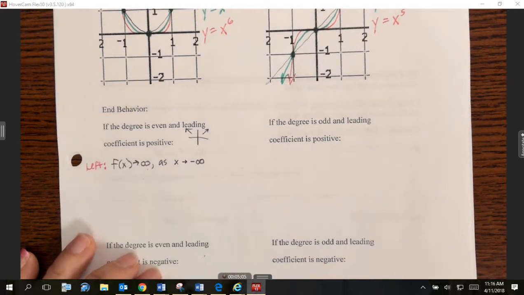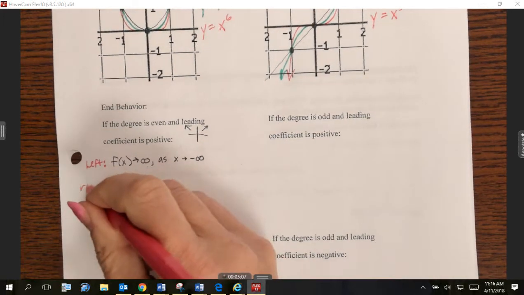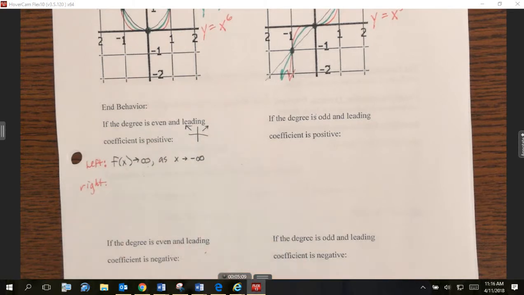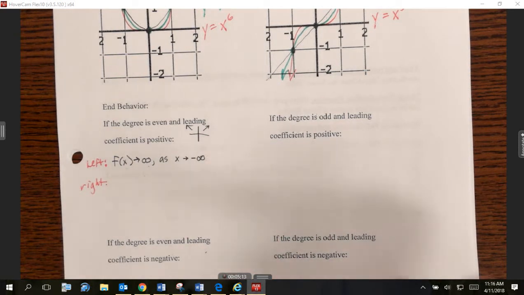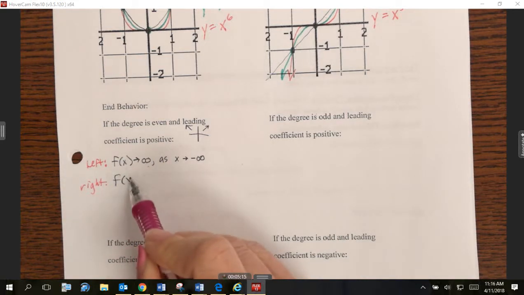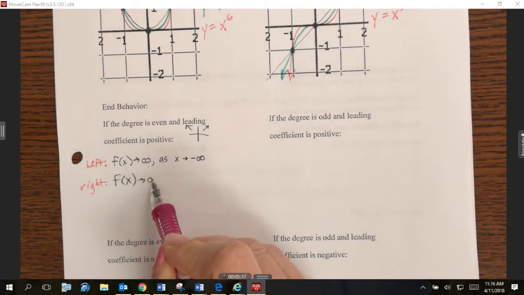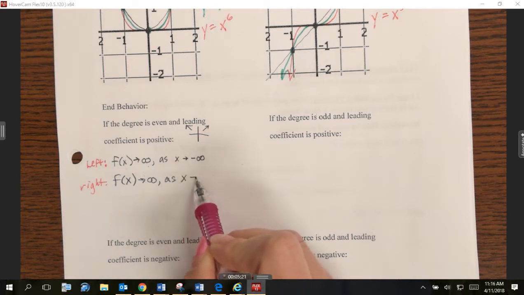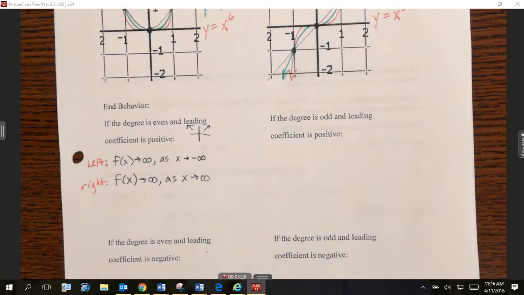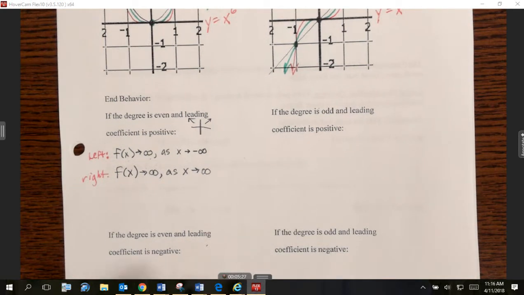And then for the right side, I look at my arrow and it's going up. So I say that the function f of x is going to positive infinity, means up, as the x values are now going to positive infinity, because that's to the right. So f of x is up or down, and x is left or right.